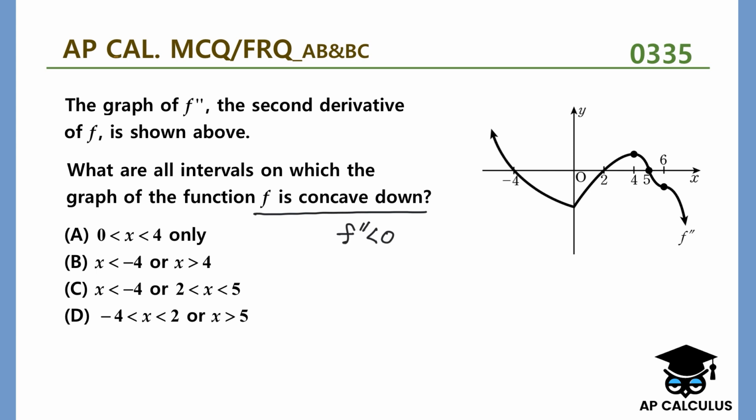And we have the graph of f double prime here. It is negative when the graph is below the x-axis, right? So this interval right here and this interval right here, right? So the answer has to be from x is from negative 4 to 2 and when x is greater than 5. So the answer has to be D, right?